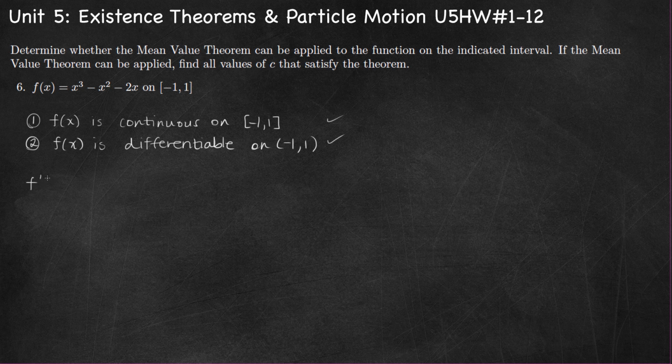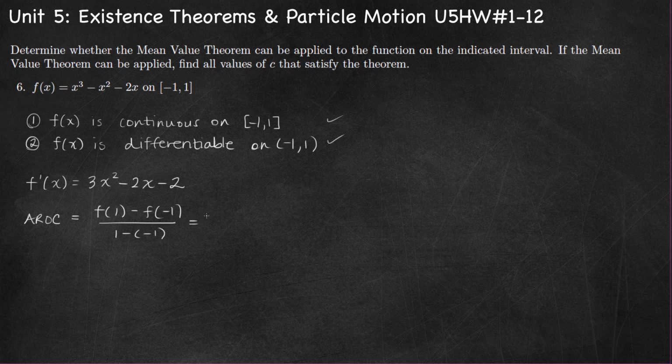So let's start with our derivative. F prime of x equals 3x squared minus 2x minus 2. Okay, and then our average rate of change equals f of 1 minus f of -1 over 1 minus -1. So this is the f of b minus f of a over b minus a.